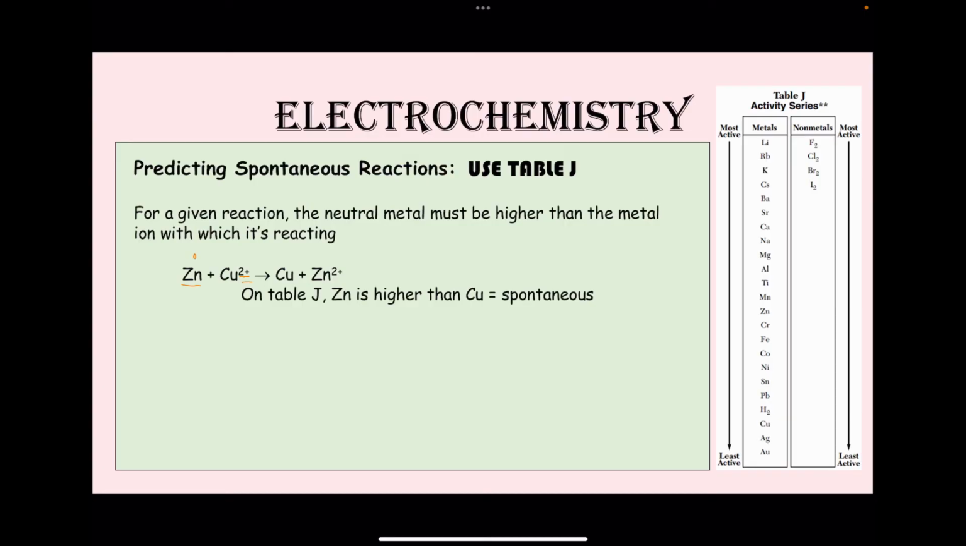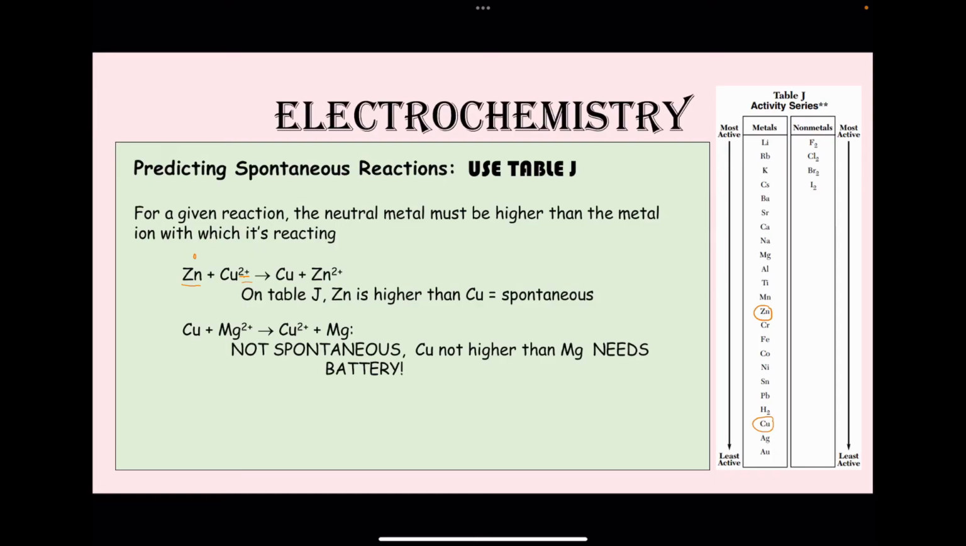We compare zinc and copper in the table and notice that zinc is above copper, meaning zinc is more active than copper. So zinc can replace copper, so this is going to be a spontaneous reaction. But if you compare copper and magnesium, magnesium is much higher than copper, and copper in the elemental form cannot replace magnesium. So this will be a non-spontaneous reaction. It's going to need a lot of energy, which is what we do in the electrolytic cell by using a battery.